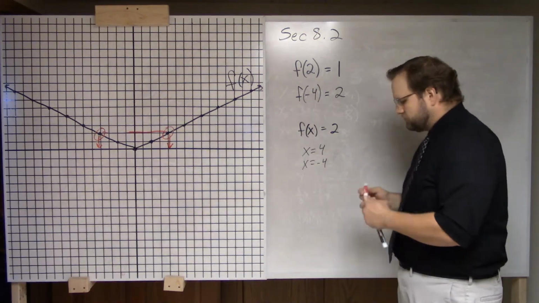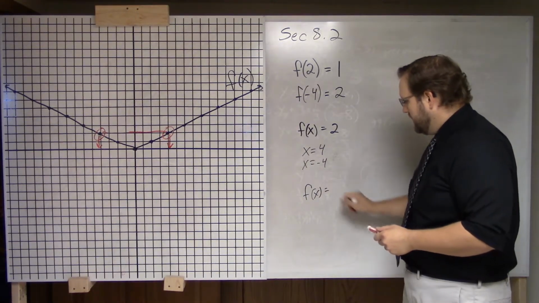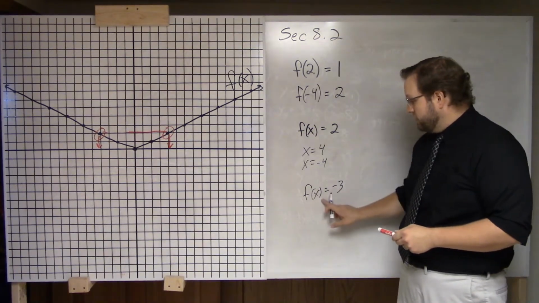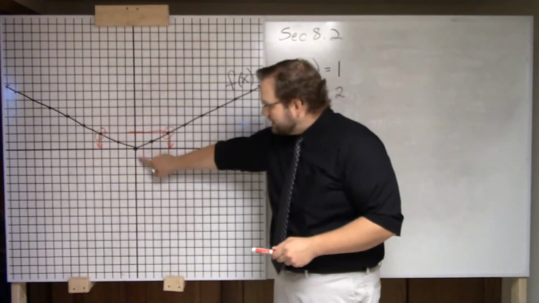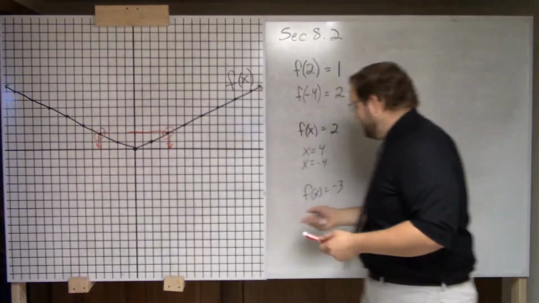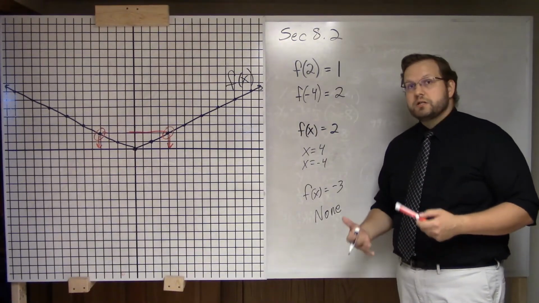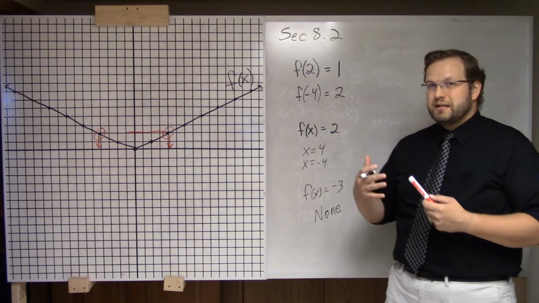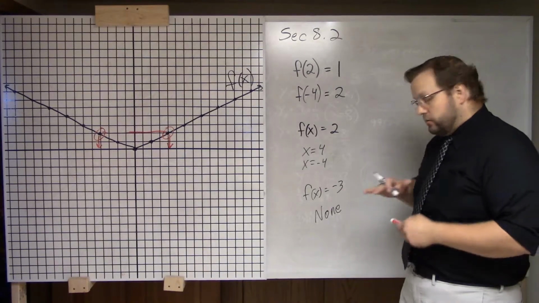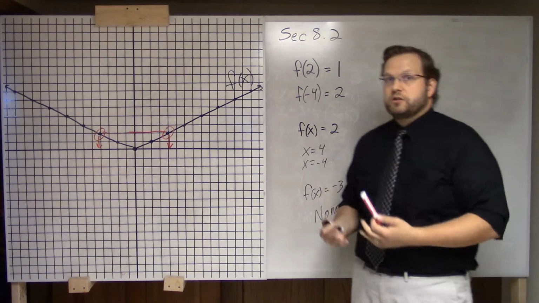Now what if I asked for f of x equals negative 3? What x value has a y value that's negative 3? If I go on the y-axis to a negative 3, notice there is no graph down here. So in this case, I would just say none. There is no x value for that. Don't say 0, because 0 is an input value, and that wouldn't be appropriate for the negative 3. So clearly say none exist. That's pretty much it for the function notation part.